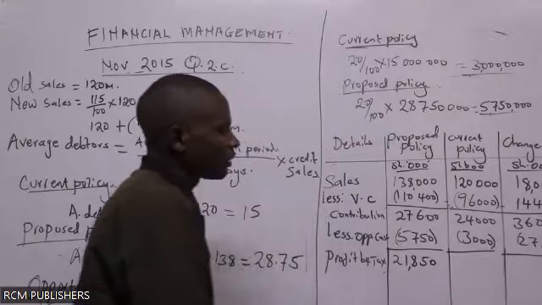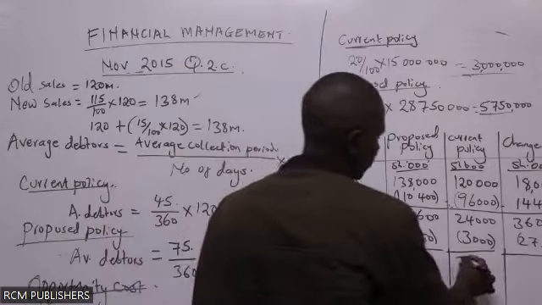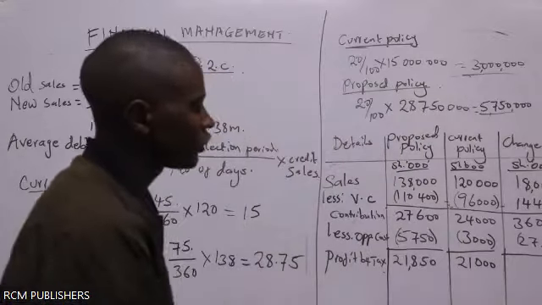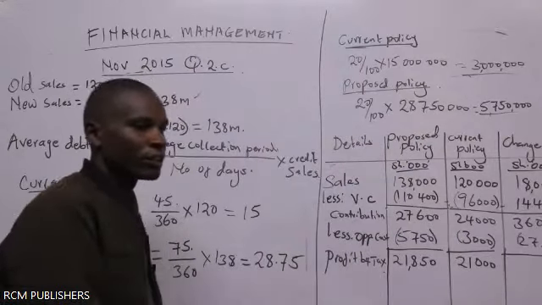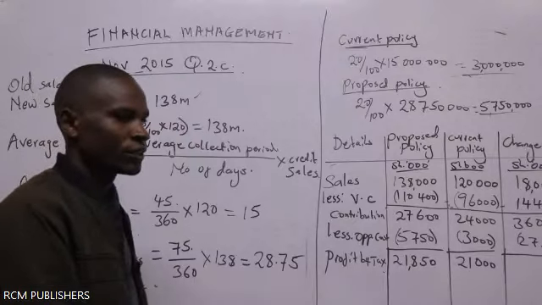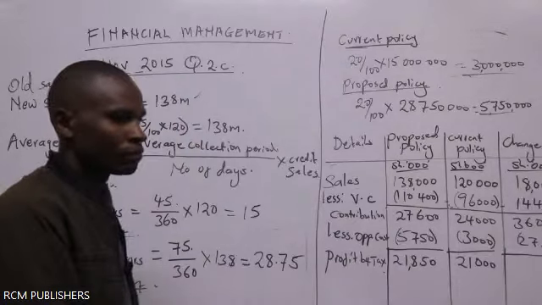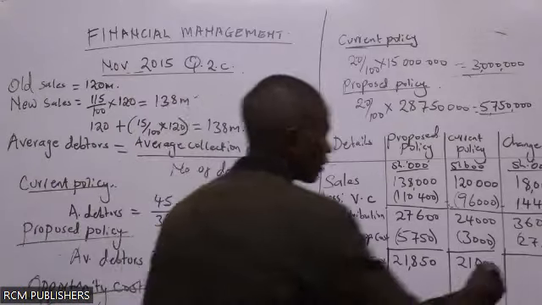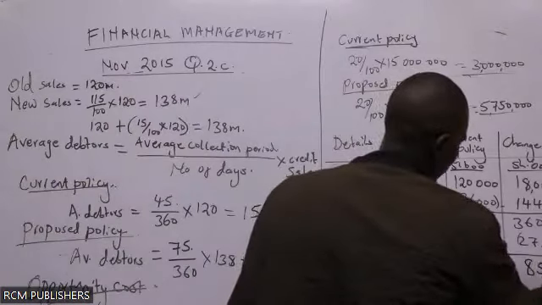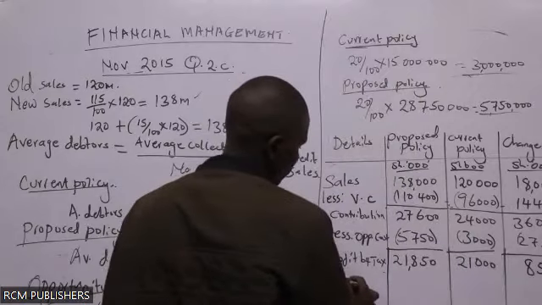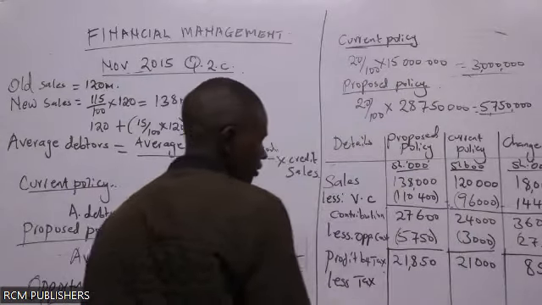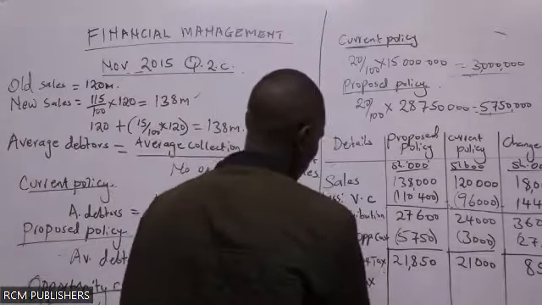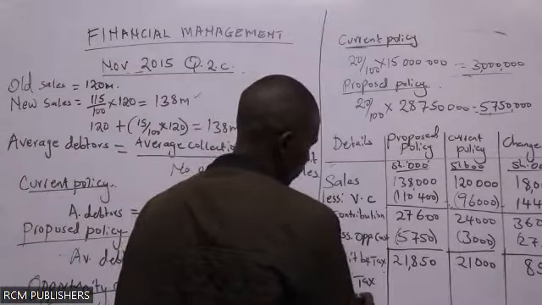What about the other one is 21,000. Give me the difference, the change. 850. Rate, you less tax. You are told that the tax rate, corporate tax rate is 30%. Give me 30% of this so that we get profit after the tax.